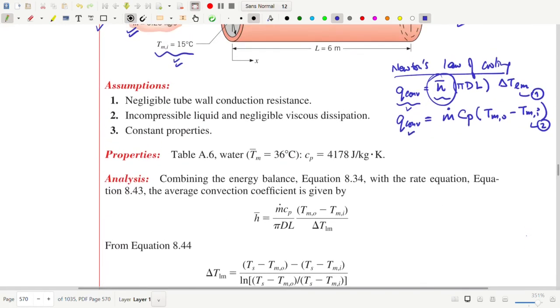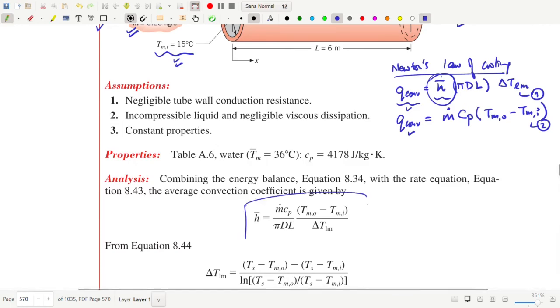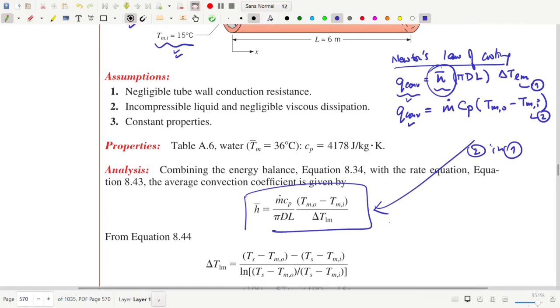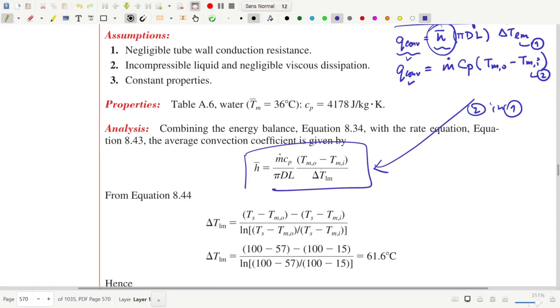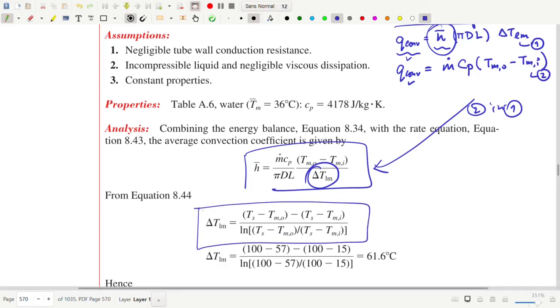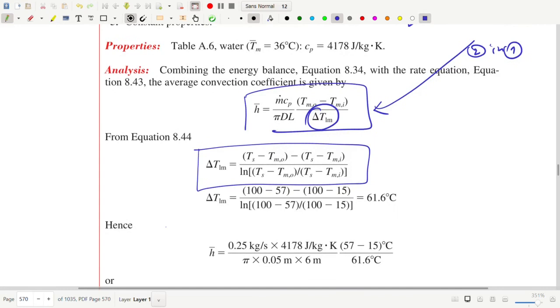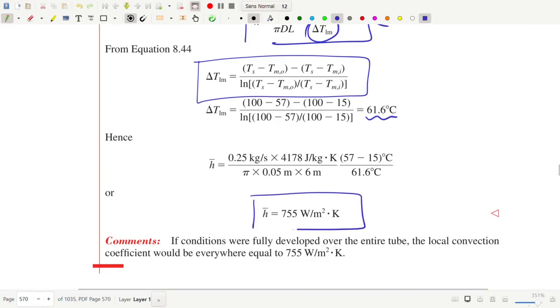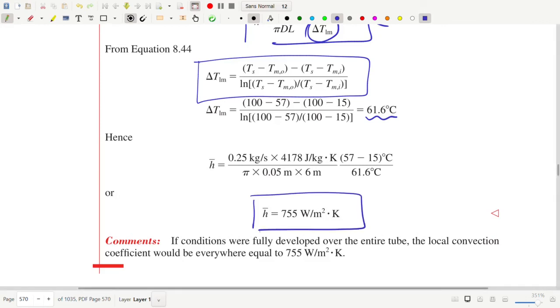So this is exactly what is done here. This is obtained by substituting 2 in 1 this way, and then since you need the log mean temperature difference here, you can calculate this using the LMTD formula, and this gives us a log mean temperature difference of 61.6 degrees centigrade. So when you substitute these numbers, you get an h bar of 755 watts per meter square Kelvin.